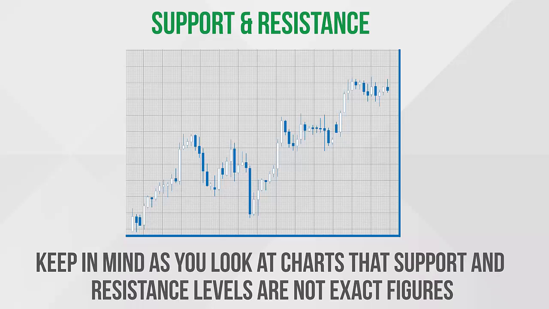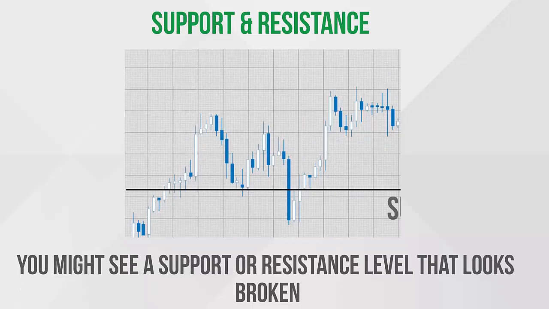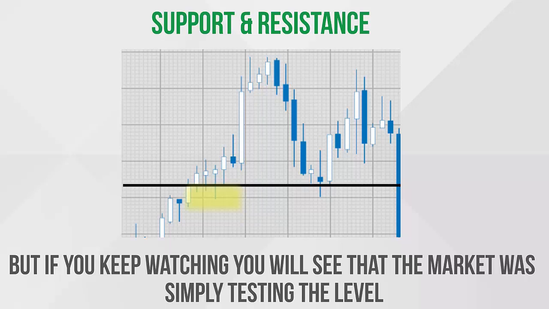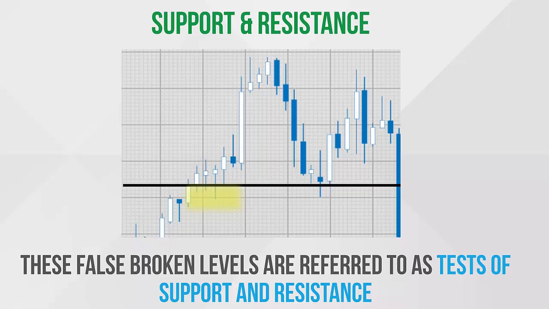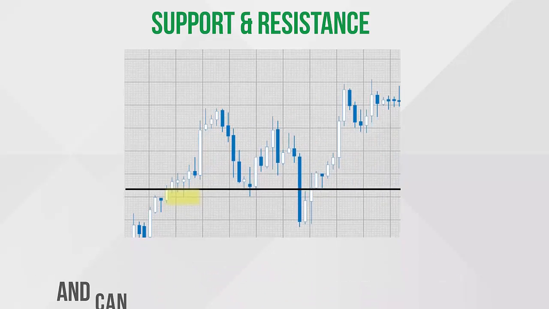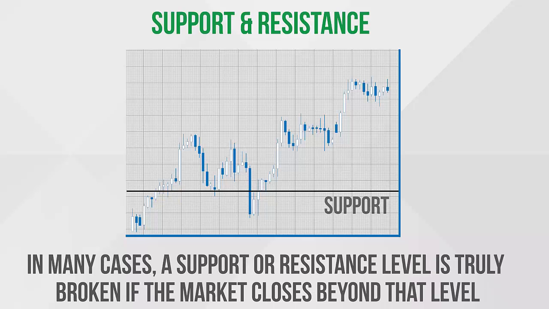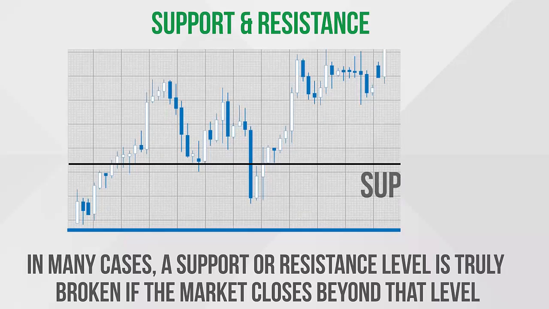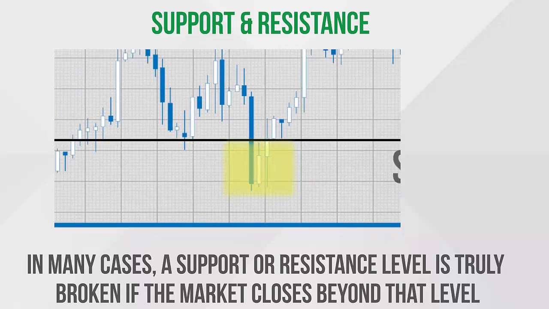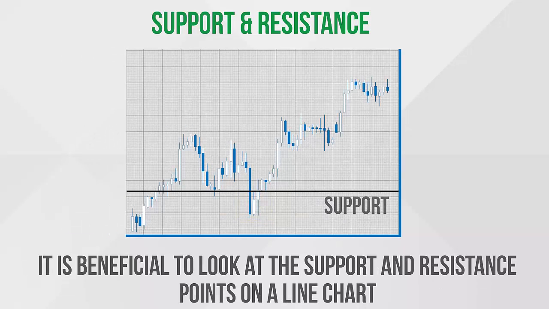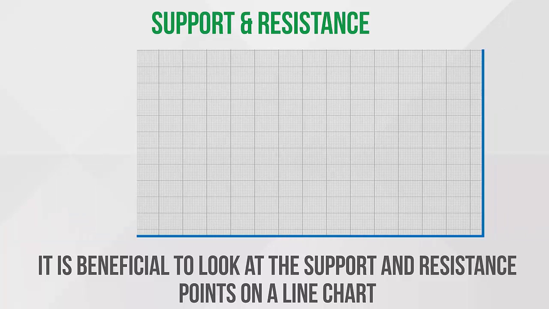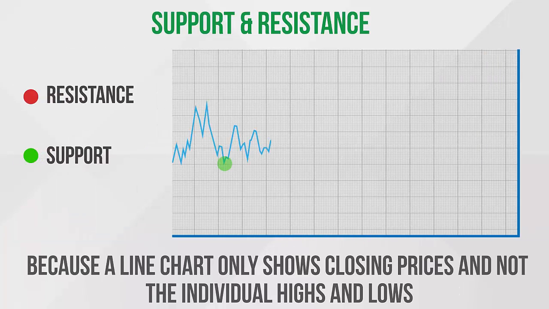Keep in mind as you look at the charts that support and resistance levels are not exact figures. You might see a support or resistance level that looks broken, but if you keep watching, you will see that the market was simply testing the level. These false broken levels are referred to as tests of support and resistance and can be readily seen on a candlestick chart. In many cases, a support or resistance level is truly broken if the market closes beyond that level. However, since this is not always true, it is beneficial to look at the support and resistance points on a line chart because a line chart only shows closing prices and not the individual highs and lows.